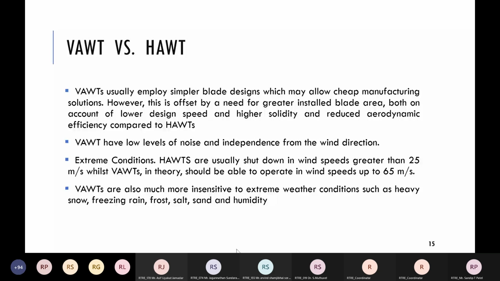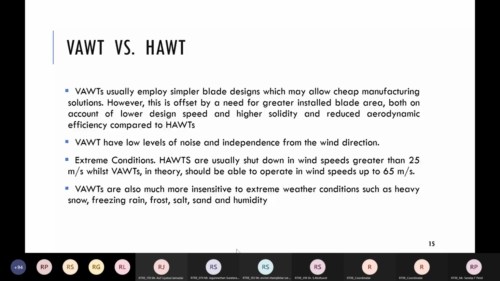The speed at which the turbine starts is called cut-in speed. And there is some design limit at which we need to shut off the turbine because of strong wind. That is called cutout. So that limit of wind is called cutout speed.